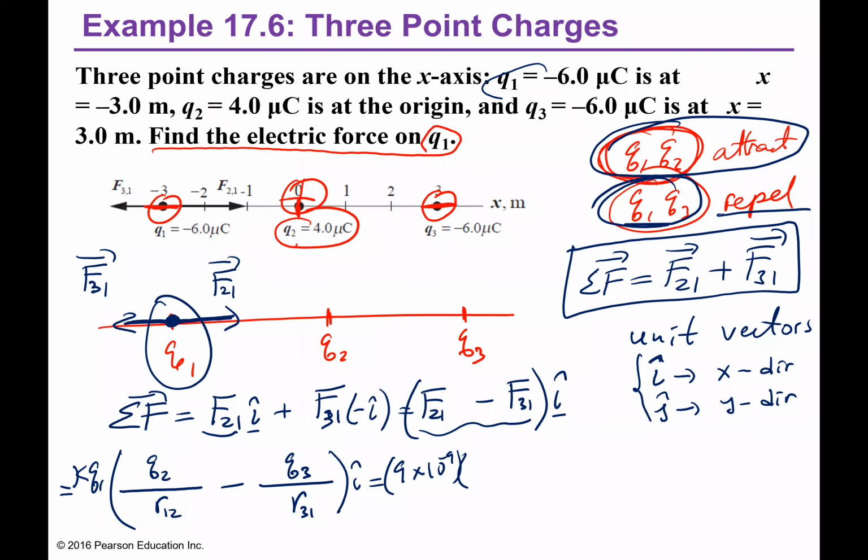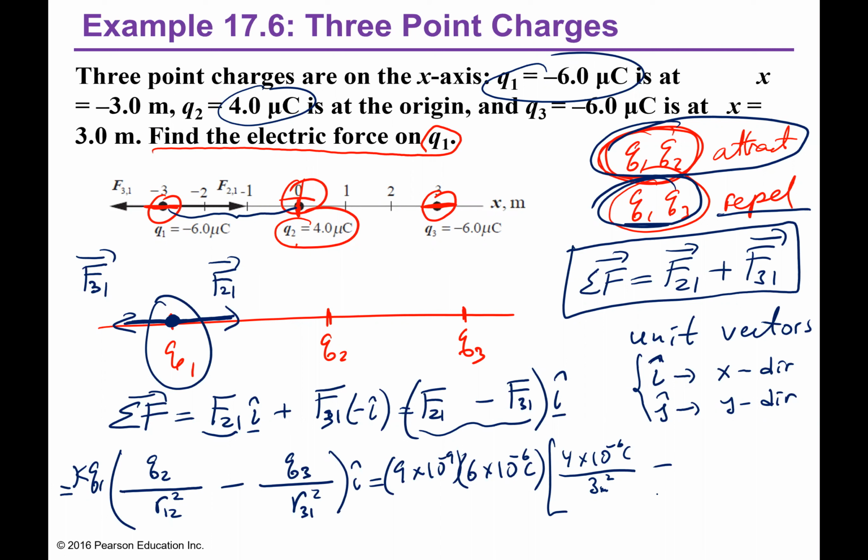Then Q1 is that guy, remember, again, positive, absolute value. 6 times 10 to the negative 6 Coulomb. Then I have what's in the parentheses. Oh, remember, that's R squared. Let's not forget those. Sorry. So Q2 is 4 microcoulomb. So 4 times 10 to the negative 6 Coulomb divided by distance between 1 and 2. That's this distance. And we can see that Q2 is at the origin, Q1 negative 3. That means this is 3 meters squared.